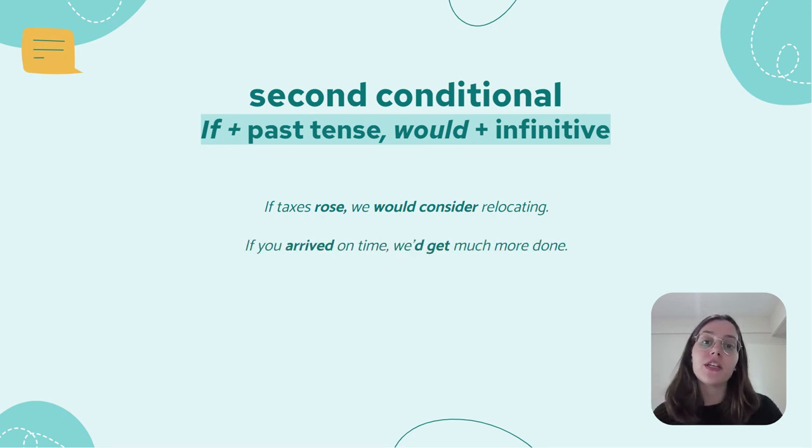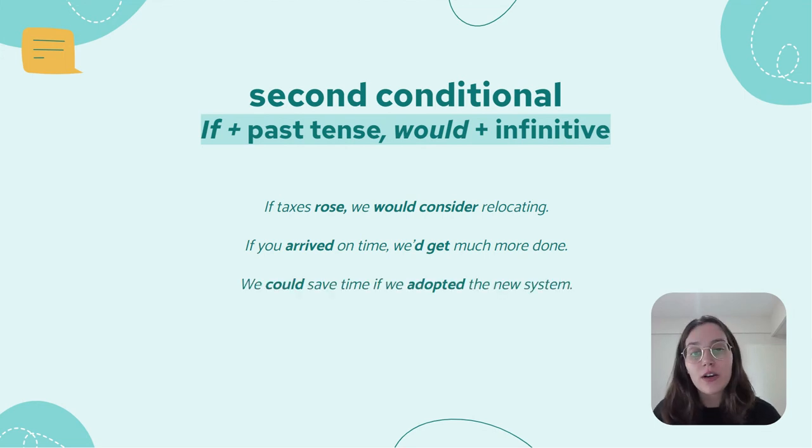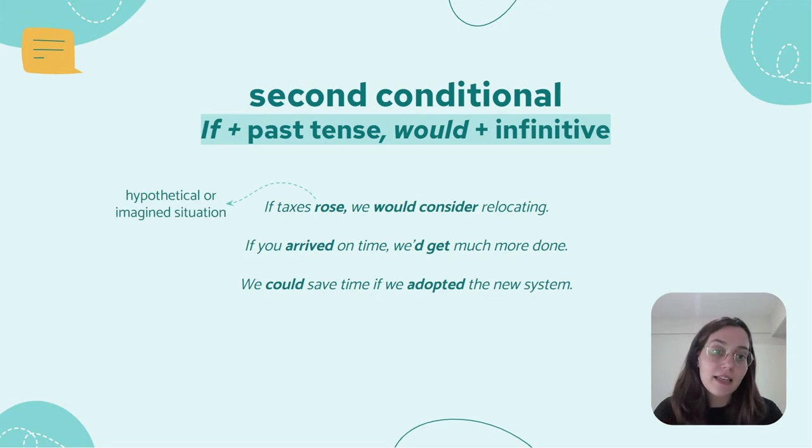If you arrived on time, we'd get much more done. We could save time if we adopted the new system. The meaning here is that of a hypothetical or imagined situation. The condition is not real. If taxes rose, I am supposing.